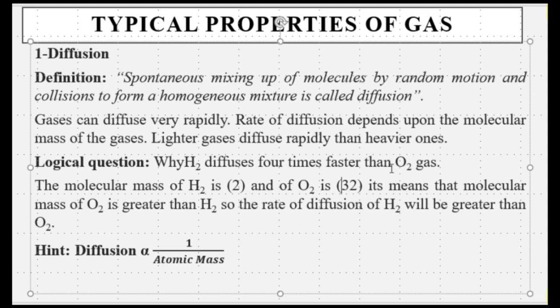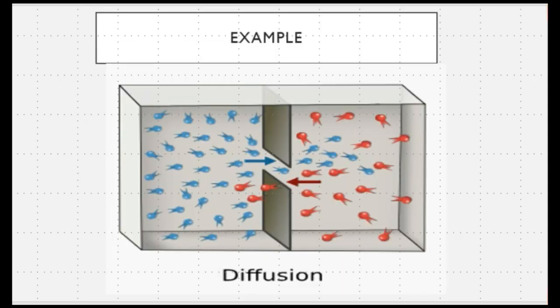This is a very important hint that has been described at the bottom of the slide: diffusion is inversely proportional to the atomic mass. With the increase of the atomic mass, the rate of diffusion will be low, and vice versa. The next property is the property of diffusion.